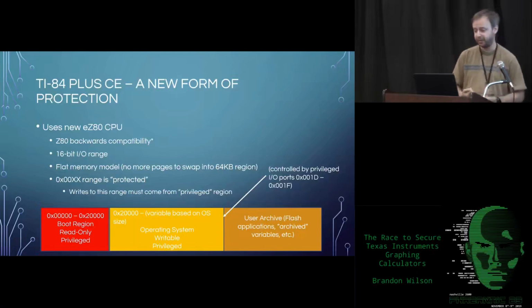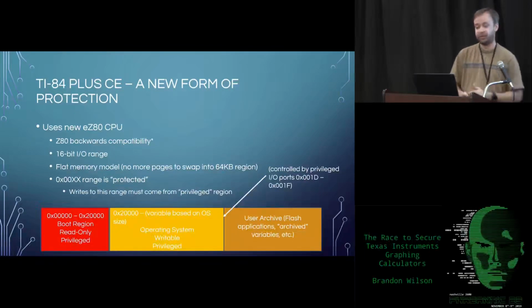Now the eZ80 supports Z80 backwards compatibility so that you can run regular old Z80 instructions in addition to the new eZ80 ones, which support 24-bit addressing and a 16-bit I/O range instead of just an 8-bit range. Since they have 24-bit addressing now, they ditched the paging and bank switching madness in favor of a flat memory model like what you see down here.